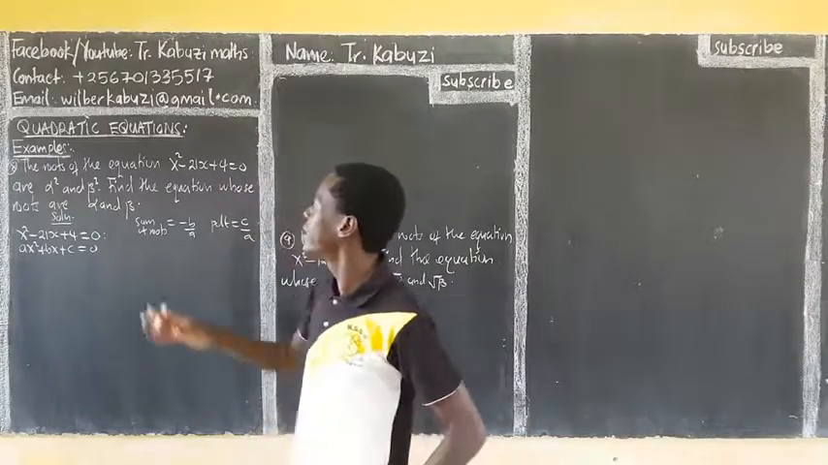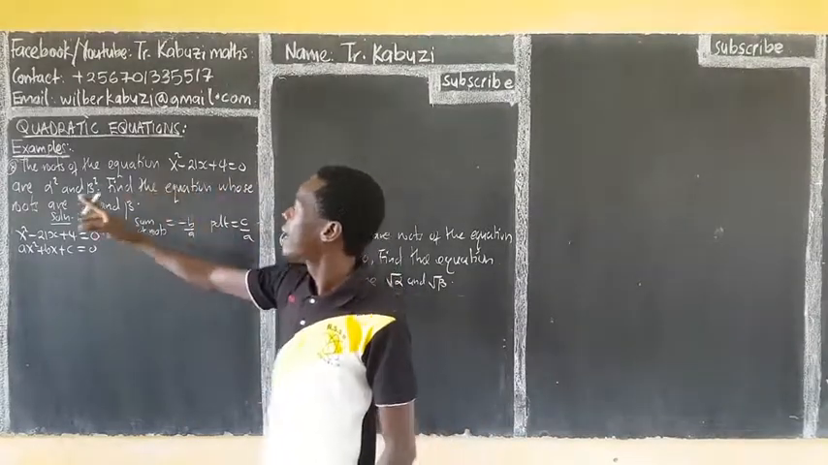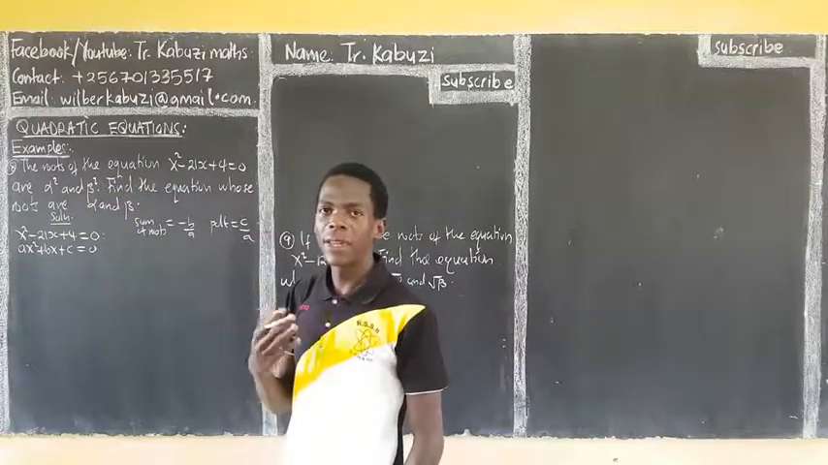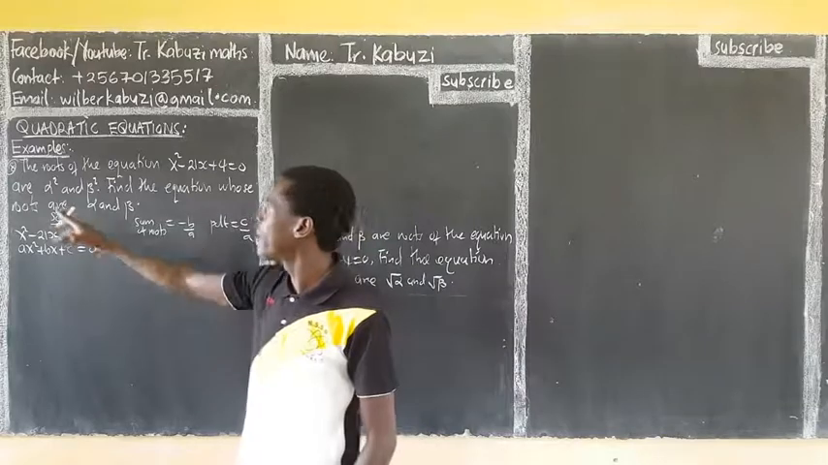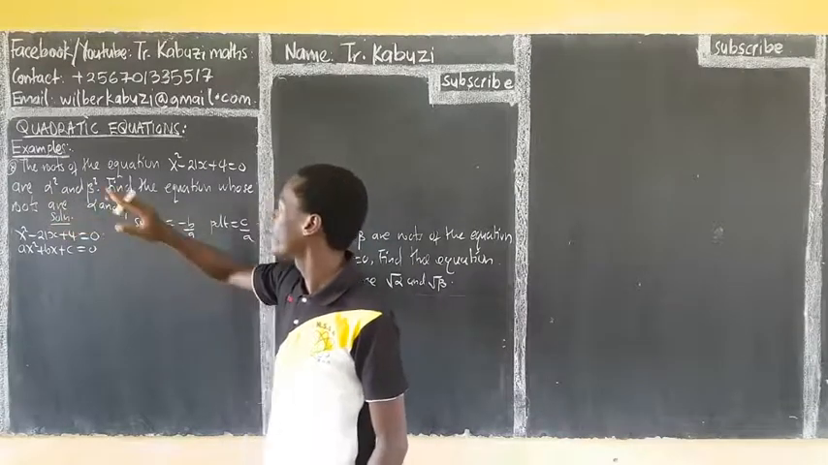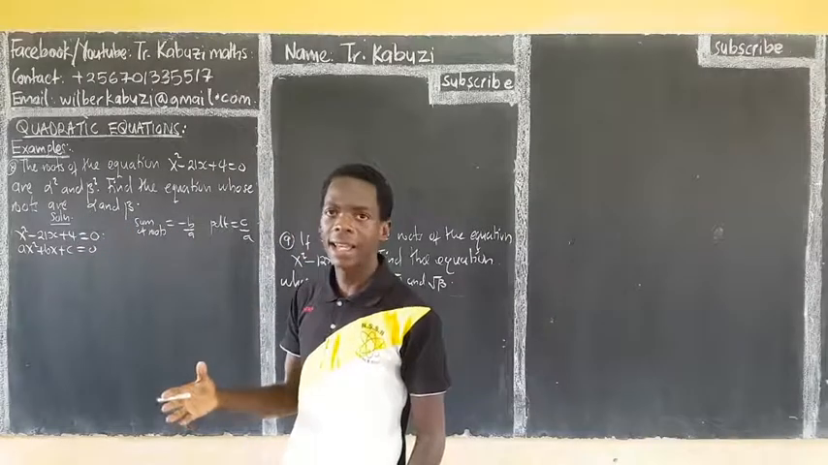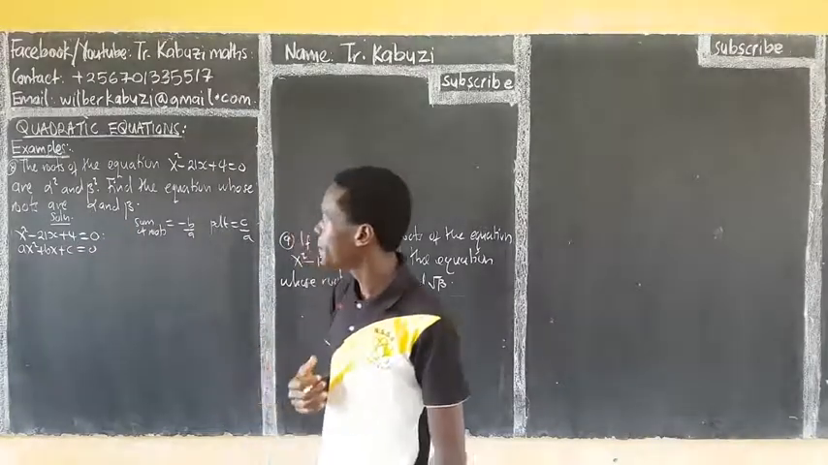Okay, now this one says the roots of the equation with this are alpha squared and beta squared. Now, most of the questions were alpha and beta, but this time they are squares, alpha squared and beta squared. Find the equation whose roots are alpha and beta.